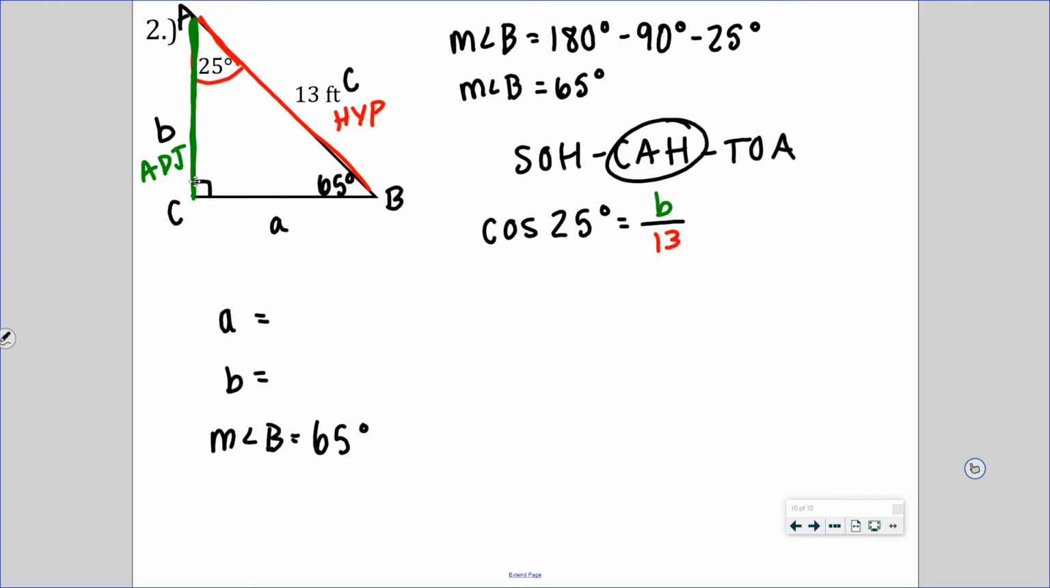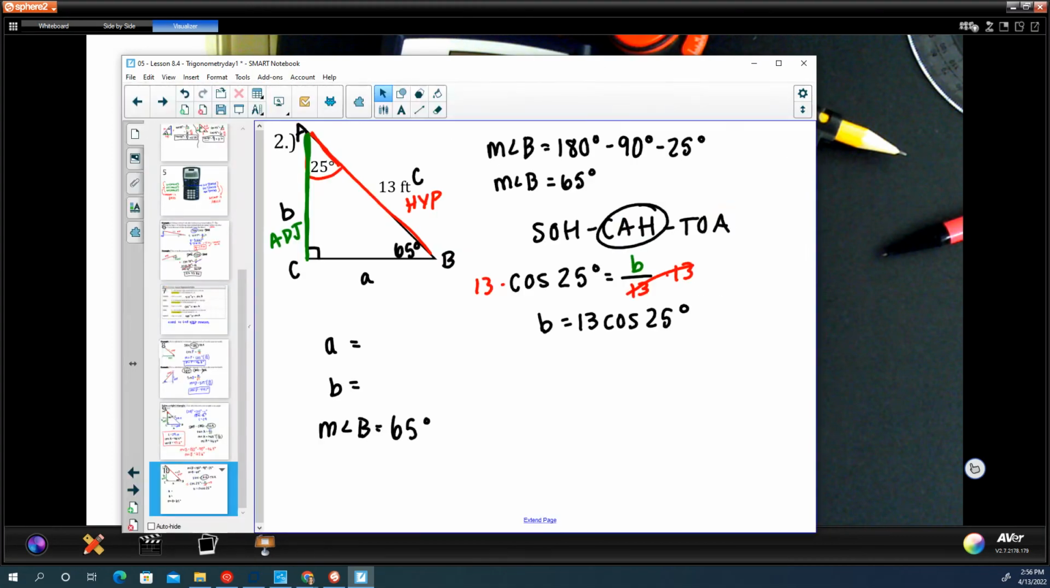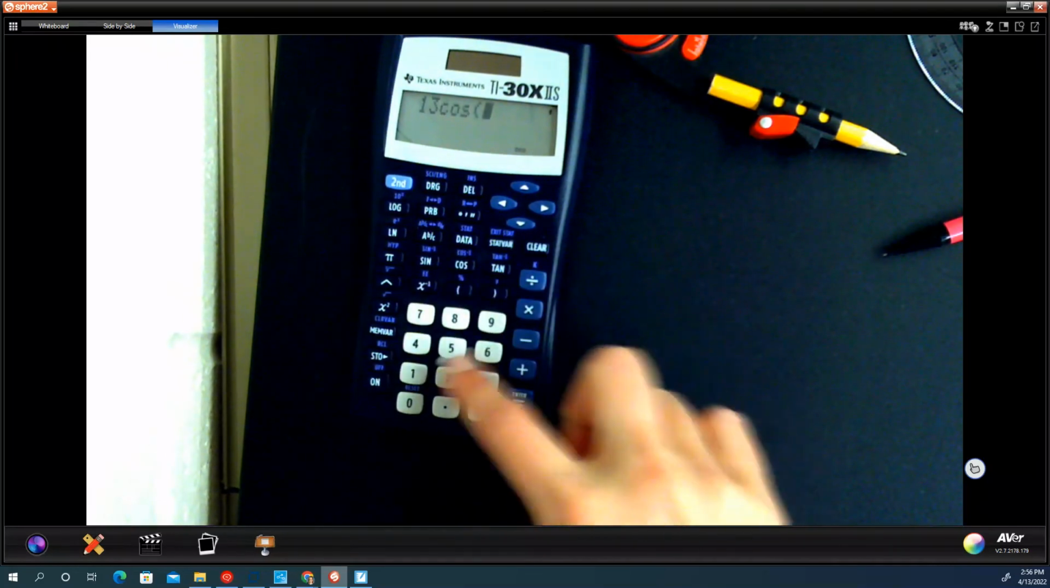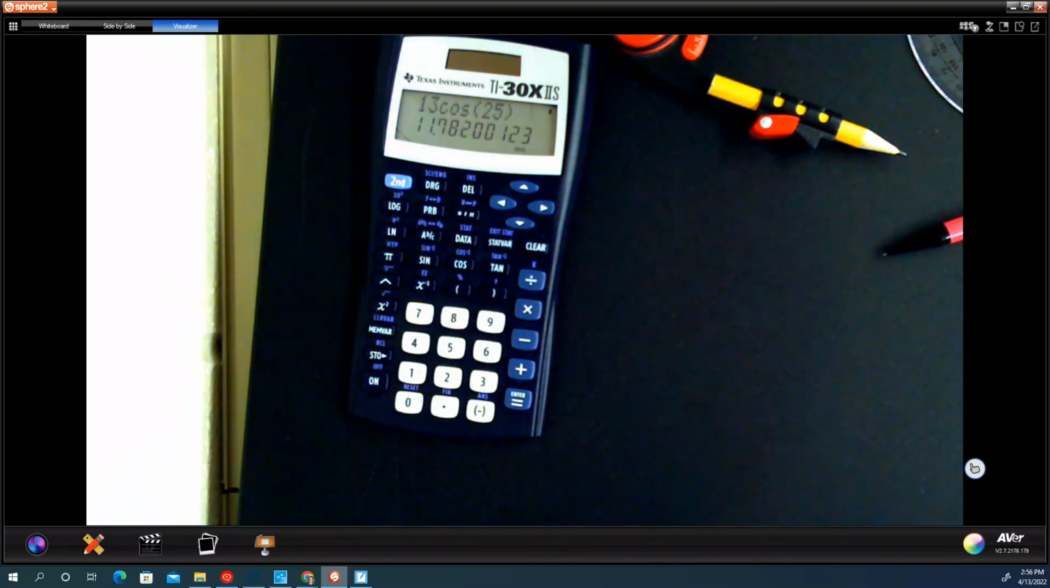This time my unknown isn't the angle measure, so I'm going to just use the normal cosine button. And I told you to think of this as an equation. Try to think of this as you're trying to solve for B. So how do I undo dividing by 13? I'm going to multiply both sides by 13 to get rid of that. And B is 13 times the cosine of 25 degrees. So I don't use the inverse button. I just use the normal one because I know what the angle measure is. So I get calculator. You want to take 13 times the cosine of 25 degrees. 11 point, you can round that to 11.8.